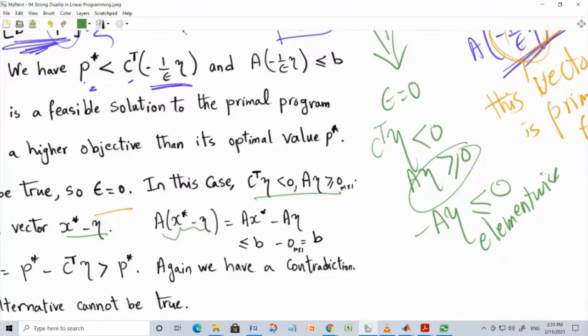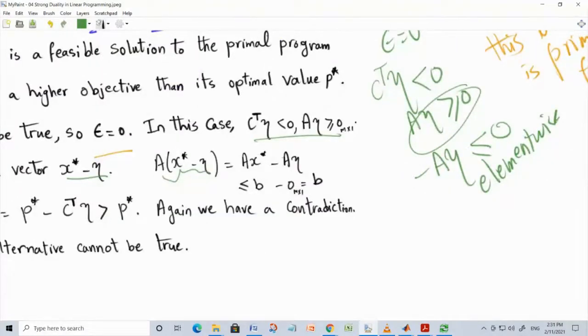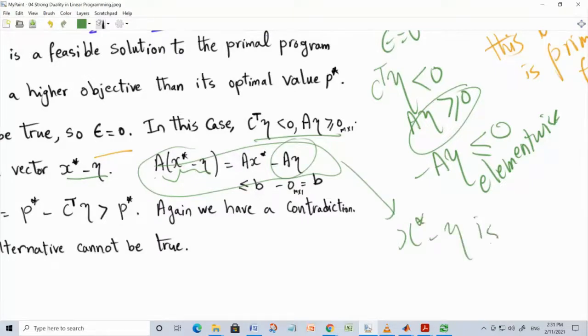And we know that A x star is less than or equal to b, because x star is a solution to the primal program, so it satisfies its constraint. And minus A eta is less than or equal to the all-zero vector. So A multiplied by x star minus eta is less than or equal to b. So what is the conclusion? x star minus eta is primal feasible.